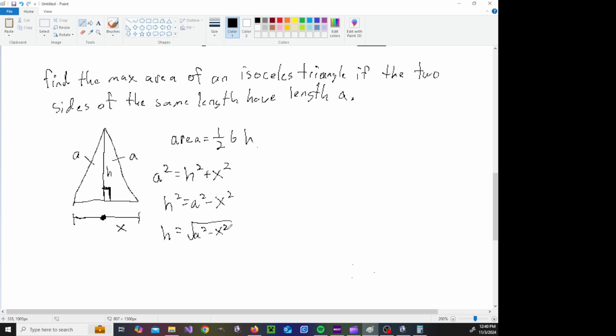Technically we want plus or minus, but these are sides of a triangle. I don't want a negative side length of a triangle here. So h is just the positive square root of a squared minus x squared. Which means my area really gets to be written as 1/2 the base times the square root of a squared minus x squared, right? Well, hey, hold on. B, the base of my triangle, if x is half of that, then the base is really just 2x.